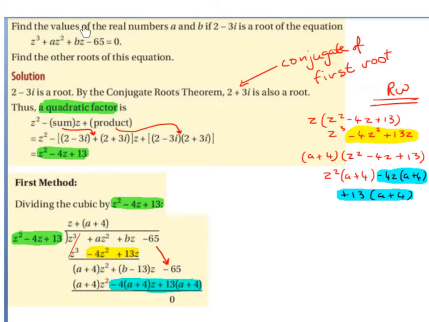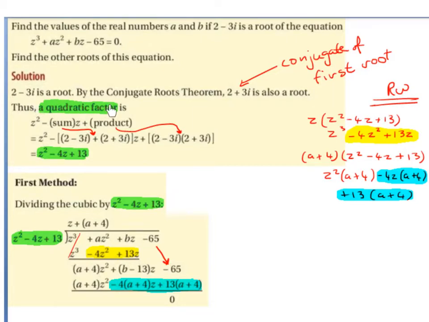Find the values of the real numbers a and b if 2 minus 3i is a root of the equation z cubed plus az squared plus bz minus 65 equals 0. Find the other roots of this equation. So 2 minus 3i is a root, and by the conjugate roots theorem, 2 plus 3i is also a root. So this is the conjugate of the first root.